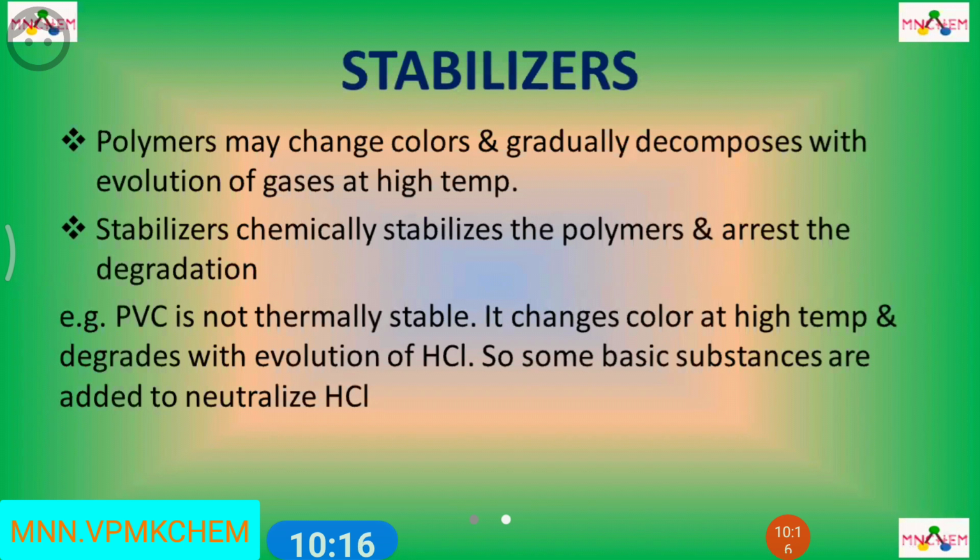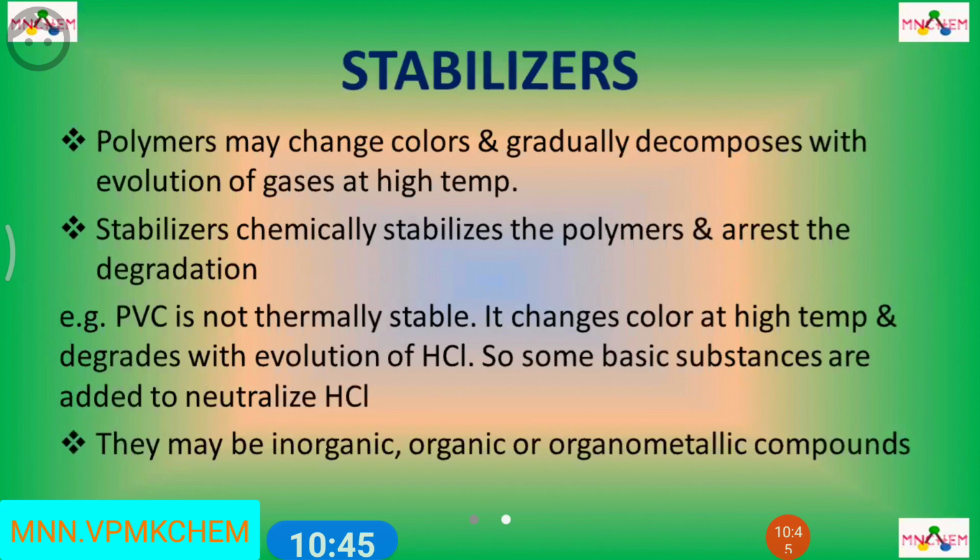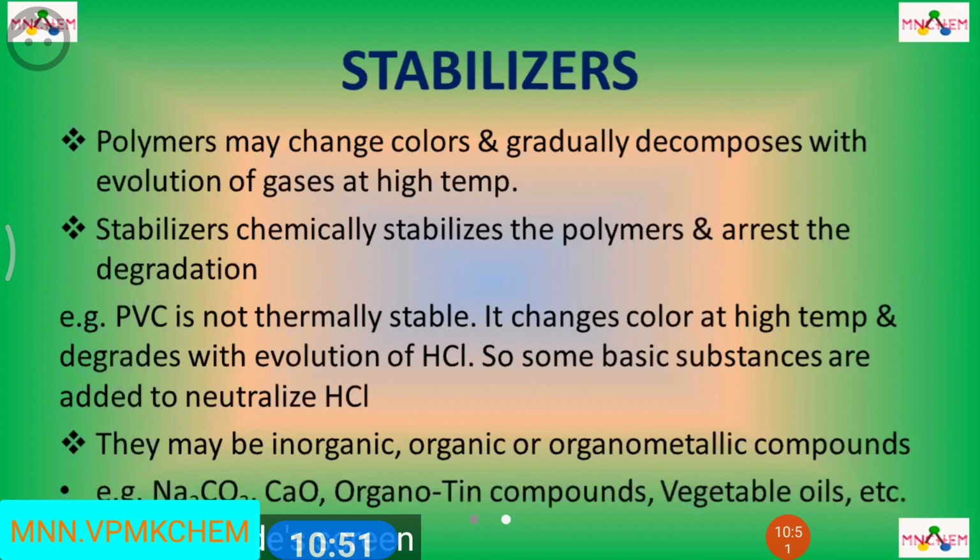If we consider an example of polyvinyl chloride, in short PVC, we know that it is not thermally stable. If we expose it to high temperature, it gets degraded and HCl gas is evolved. So we need to add certain substances so that HCl will not escape, and even if it does, then it will be neutralized. For that purpose, certain compounds, organic or inorganic or even organometallic compounds, are added as stabilizers. Examples are sodium carbonate, calcium oxide, organotin compounds. Vegetable oils are usually used as stabilizers.